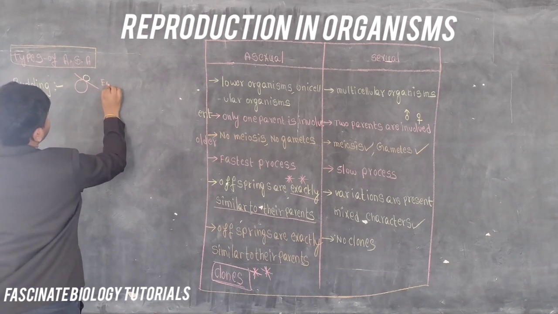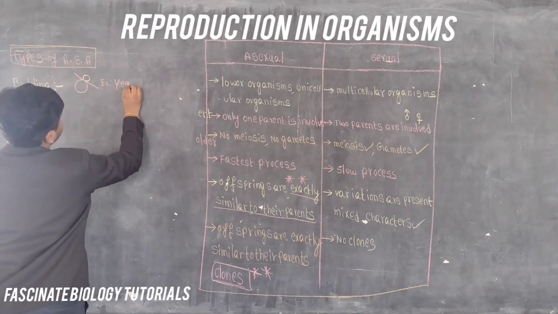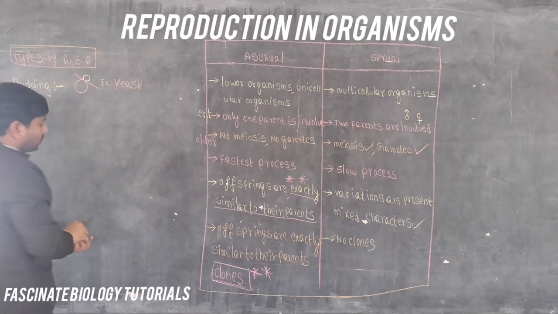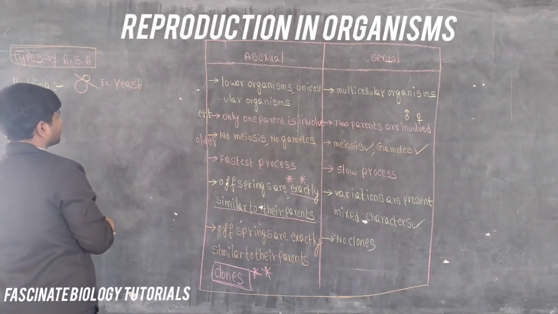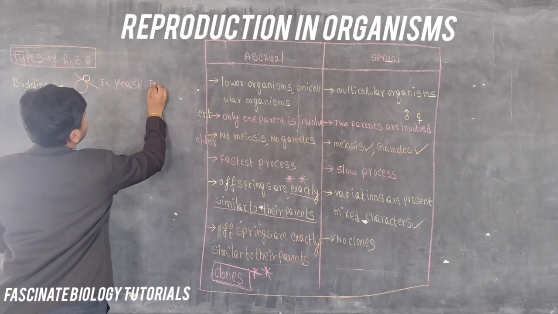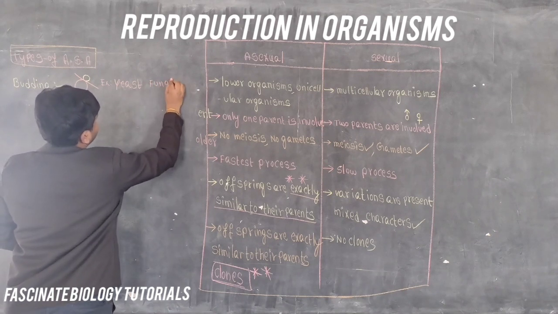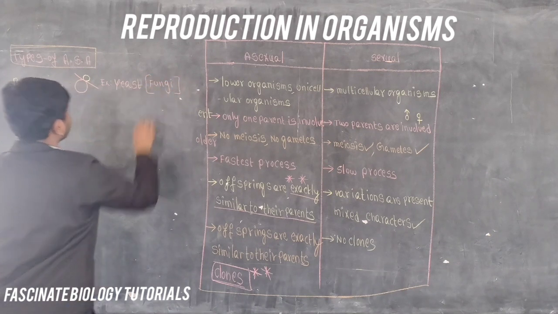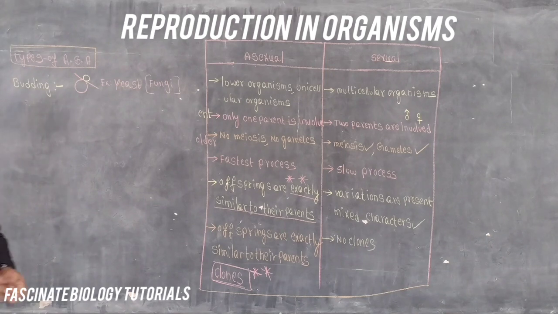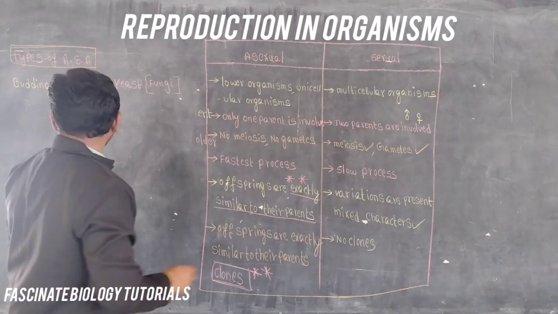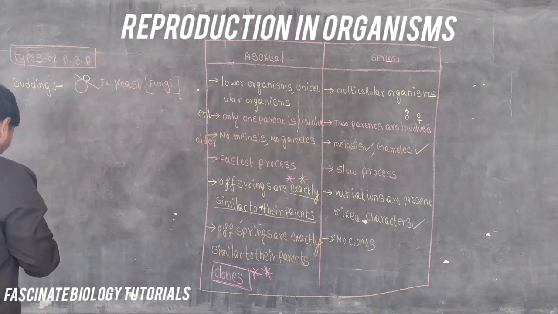Example, yeast. It belongs to the fungal variety. Yeast is one type of fungi, remember. The scientific name of yeast is Saccharomyces cerevisiae, remember. And the second type is fragmentation.